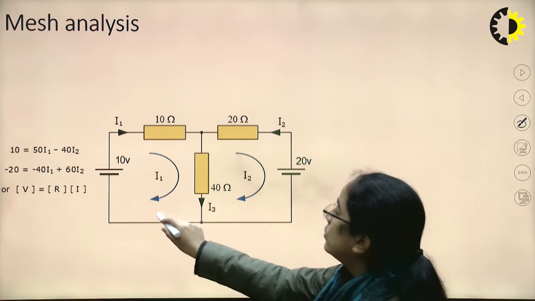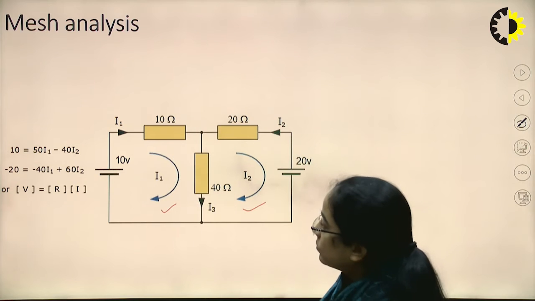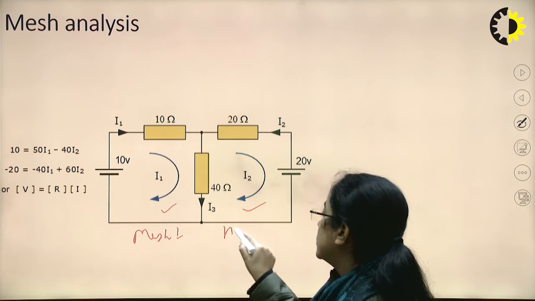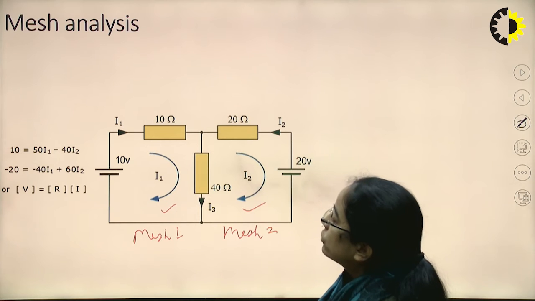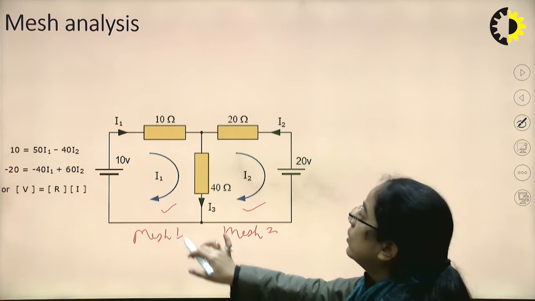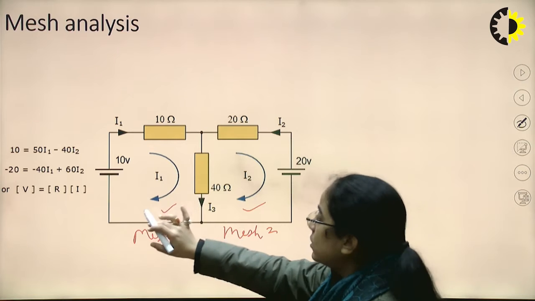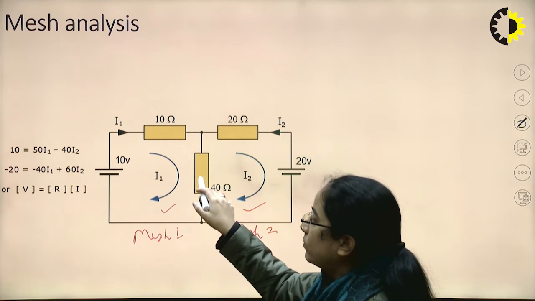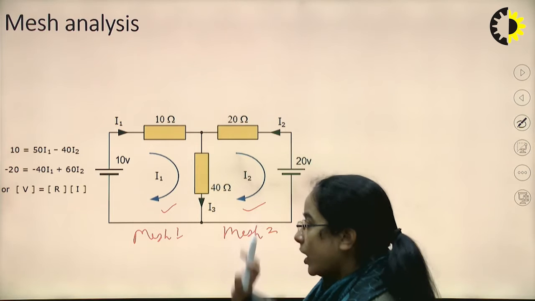See now the very same circuit. Two meshes are there. We have labeled this as mesh 1 and this as mesh 2, and we have taken two currents, I1 and I2. So now 10 equals what? This I1 is the individual mesh current of the first mesh, so I1 into (10 plus 40), minus 40 into I2. Why minus?